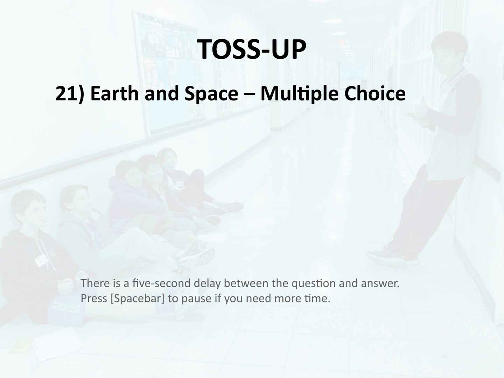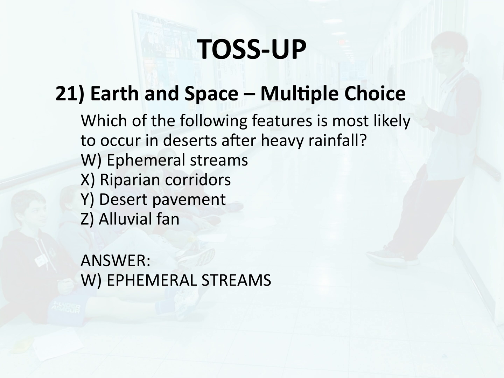Toss-up 21. Earth and space, multiple choice. Which of the following features is most likely to occur in deserts after heavy rainfall? W. Ephemeral streams. X. Riparian corridors. Y. Desert pavement. Z. Alluvial fan. Answer: W. Ephemeral streams.